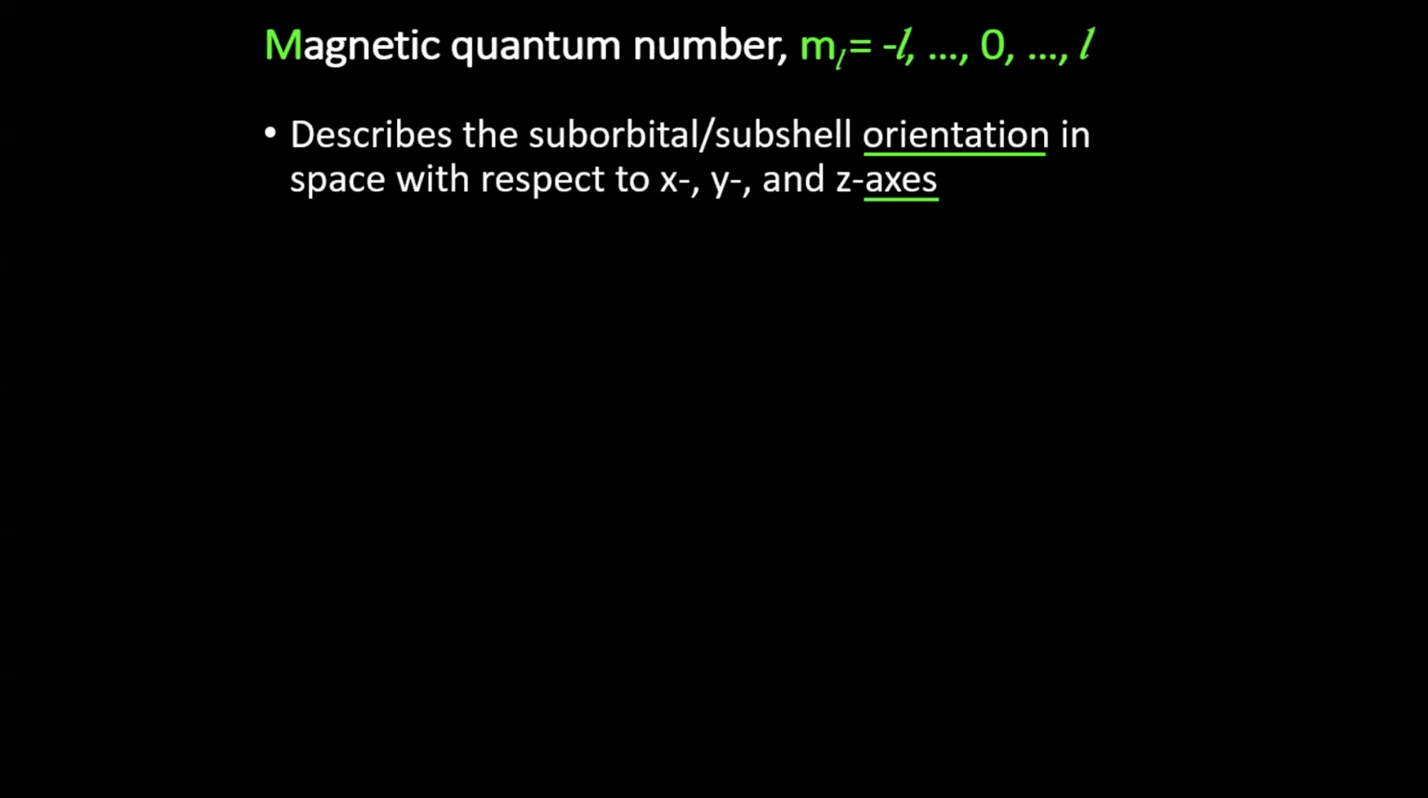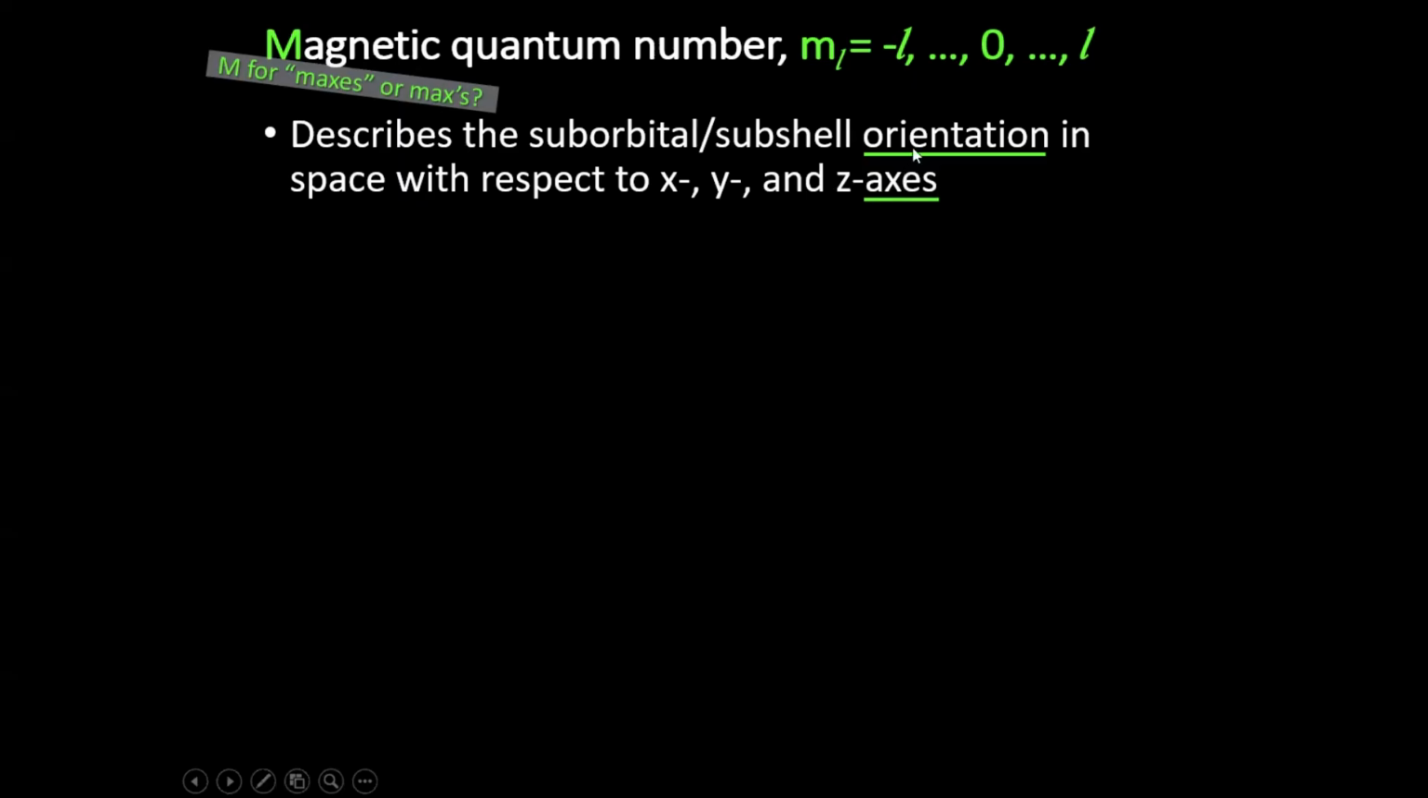And if L was 1, then it could be -1, 0, or +1. So it just has a range of all the way from -L extending to +L. This quantum number, the magnetic quantum number, can describe which orientation it is in space with respect to the X, Y, and Z axis.